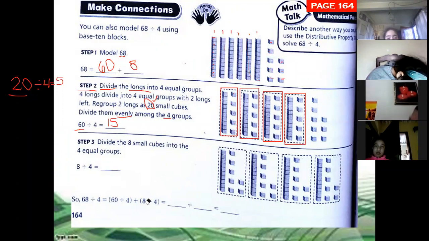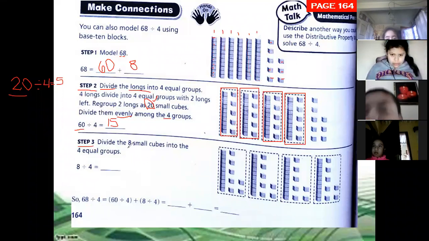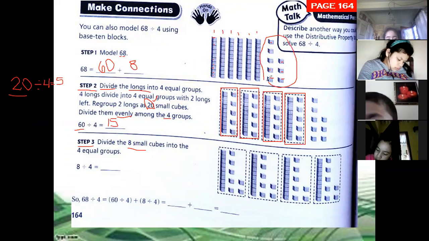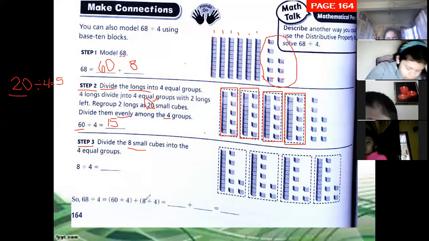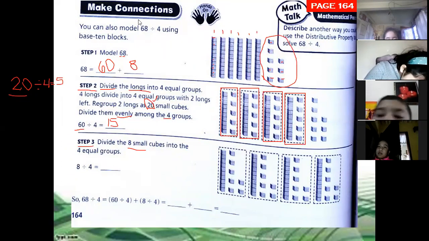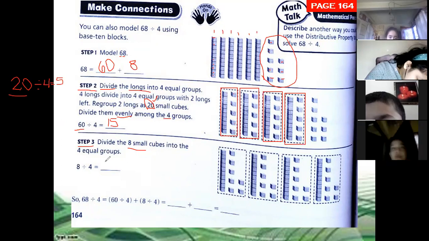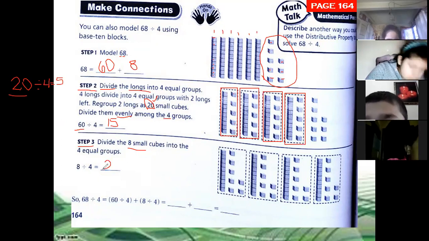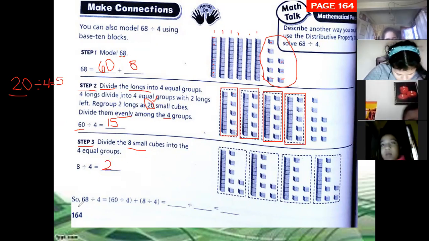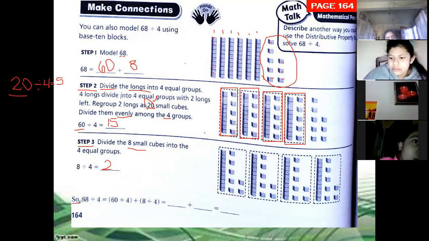Okay, now, step 3, divide the 8. So now we're gonna divide these ones. Divide the 8 small cubes into the 4 equal groups. And 8 divided by 4, guys. Table of 4. 4 times 2 equals 8, exactly. So 8 divided by 4 equals 2.